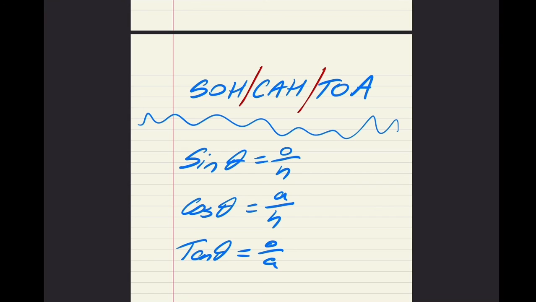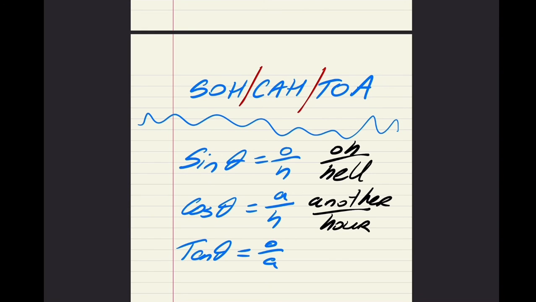So another way to remember the ratios is a little rhyme as follows. Oh hell, another hour of algebra. Now this phrase is very helpful for some students because a lot of students don't actually like algebra, so it's one way that you remember the trigonometric ratios. So we have oh hell for OH, another hour for AH, and of algebra for OA. So there are two memory techniques. You can remember SOHCAHTOA, or you can remember oh hell, another hour of algebra, whichever suits.